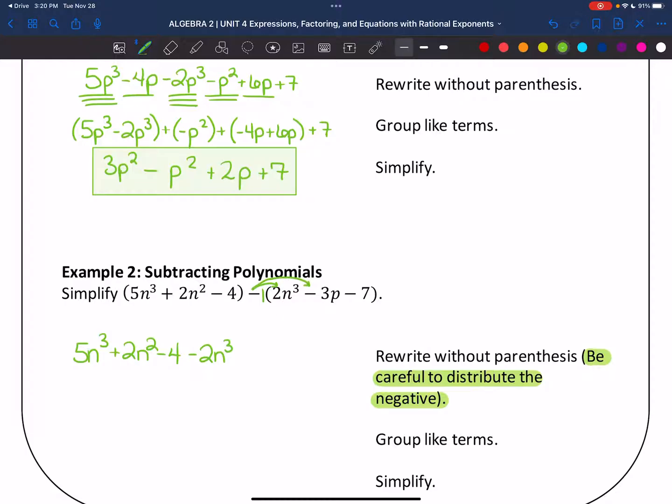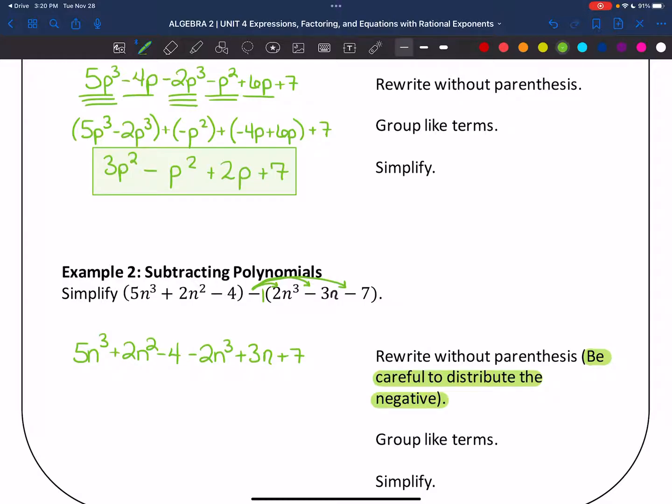Negative 1 times my next term, negative times a negative makes this a positive 3. Oh, I apologize. That's not supposed to be a p, that's supposed to be an n. My apologies, let's fix that. We need the right variable. Okay, so let's go ahead and write that in there. It is a positive 3n. And then last of all, negative 1 times a negative 7 is going to make it a positive 7.